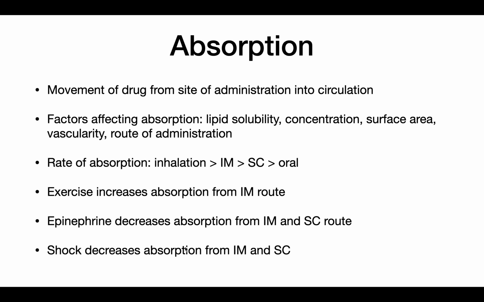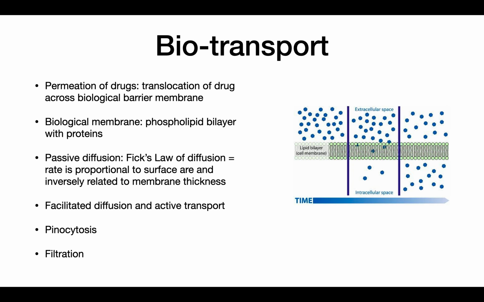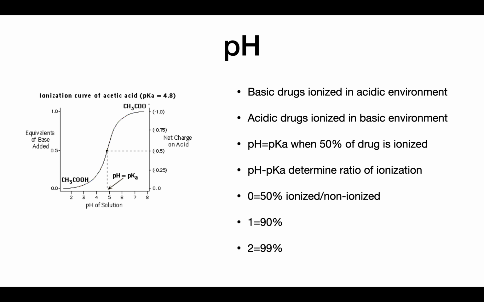It's a little surprising because you'd think that with vasodilation, the body would be able to absorb things more, but that's not true. Even though there's vasodilation, the blood pressure is very low, so actually there's a very sluggish blood flow. Permeation of the drug is the translocation of the drug across the biological barrier membrane, and passive diffusion is subject to Fick's law, and there's of course facilitated diffusion and active transport. We should all know this.